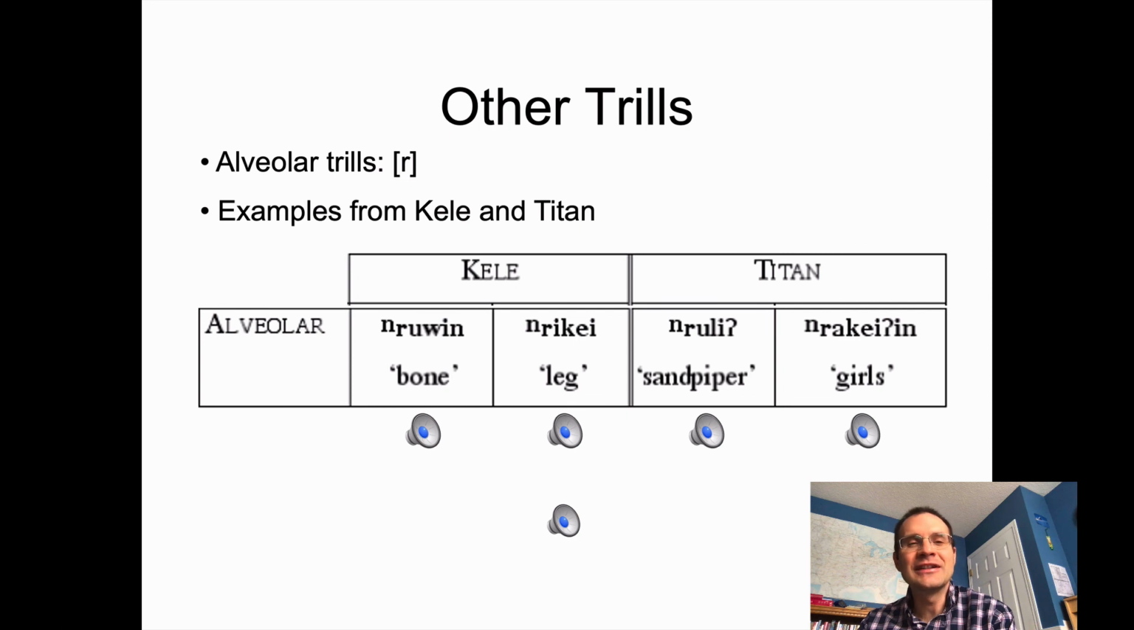You're kind of trying to set things up so that the airflow can do all the work for you, and you just have to get out of the way of the airflow or put the right things in the way of the airflow. And it's not something you're doing with your muscles so much.